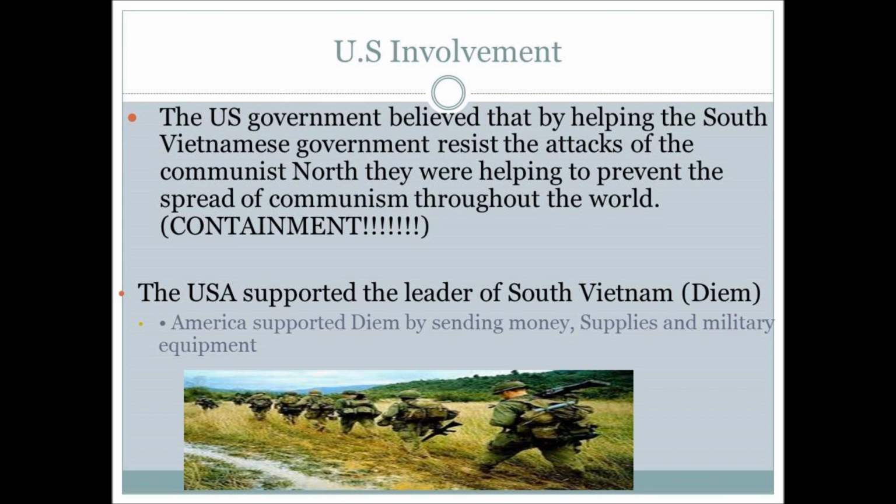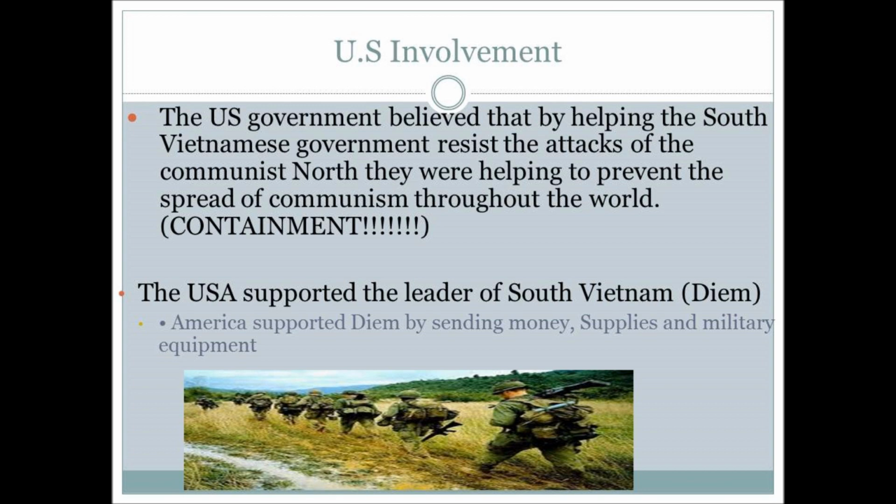All right, the U.S. supported the leader of South Vietnam, Diem, and America supported Diem by sending money, supplies, and military equipment. The United States is involved in this war. The Soviet Union is not involved in this war directly. However, they are helping the North Vietnamese by giving them supplies and money, while the United States is also sending military, quote-unquote, advisors, who are really just soldiers.